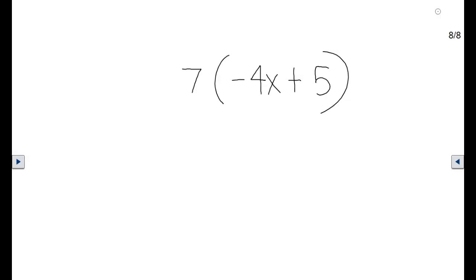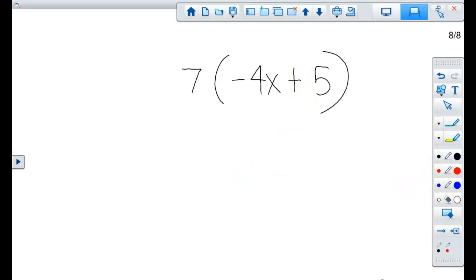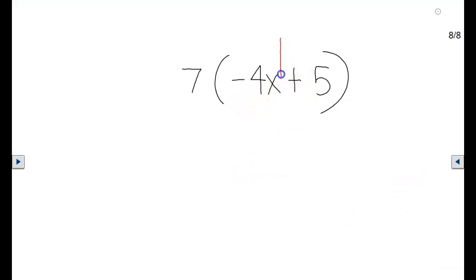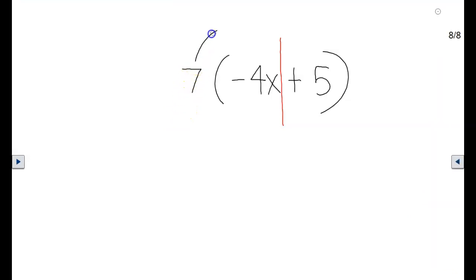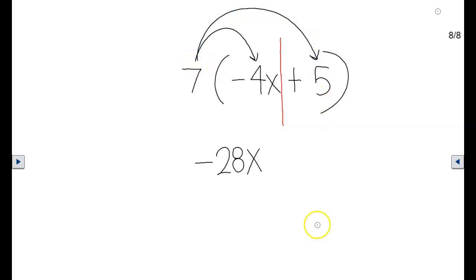All right, let's check this out. Now, hopefully what you didn't do is write down a plus sign. Don't carry that sign down anymore. What are your group members? -4x is your first group member. The second one is positive 5. So now let's multiply each of those group members by our 7. First, 7 times -4x. 7 times -4 is -28. Reattach x. And then 7 times positive 5 is positive 35, so we should put plus 35 to indicate that that's positive.